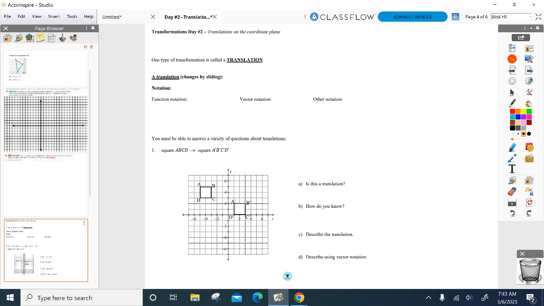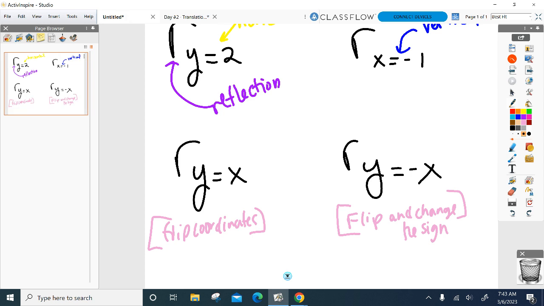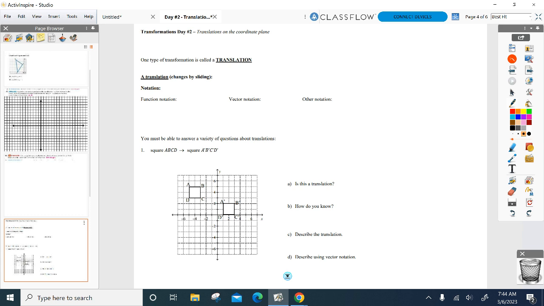You remember with reflections, I just reviewed here before I went over homework, reflections lowercase r. There's unfortunately 3 ways you could see a translation. All right, 3 different ways to represent a translation. The first way, function notation. Here's what function notation is.